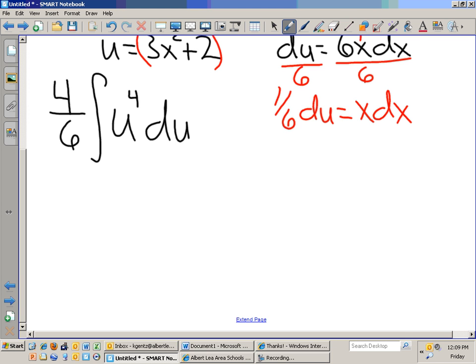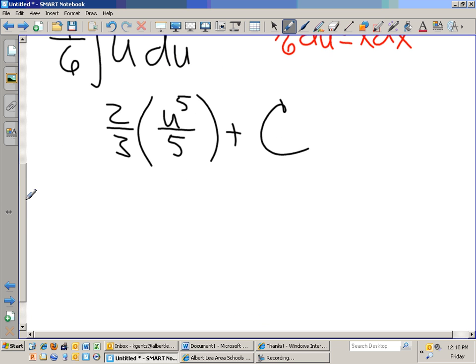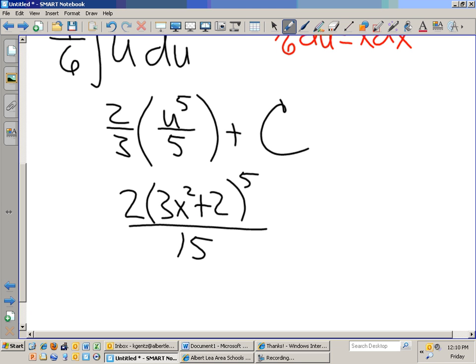So, do you know how to find the integral of u to the fourth du? What is it? u to the fifth over 5. So I'm going to keep my 4/6, which will reduce to 2/3, times u to the fifth over 5 plus c. Plug it in. This becomes 2 times (3x squared plus 2) to the fifth power over 15 plus c.